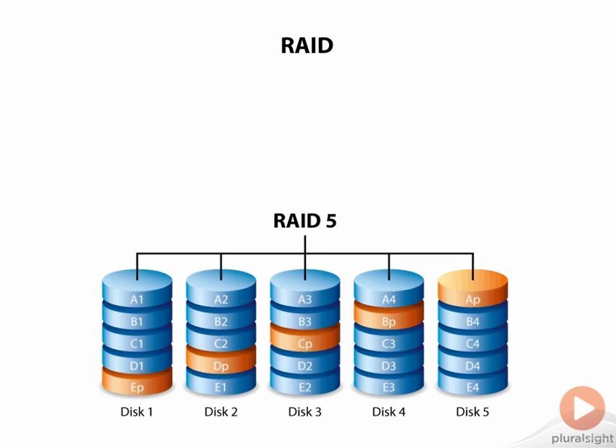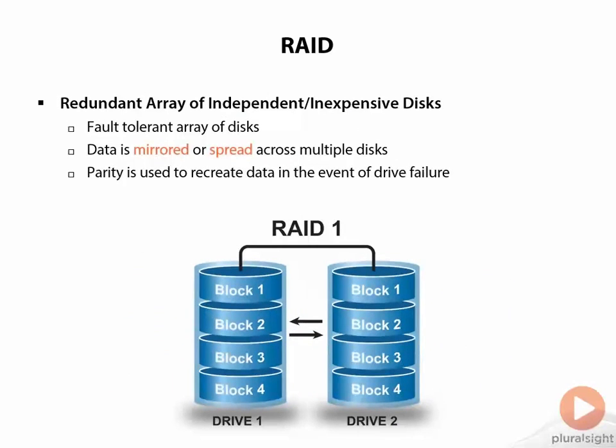RAID 1 is disk mirroring. If you look back at this previous example, we have RAID 1 here. We basically have two different drives, and we have data copied between both of those disks. Blocks 1, 2, 3, and 4 are written to drive 1. Blocks 1, 2, 3, and 4 are also written to drive 2. So in that case, if we lose one drive, we still have a copy. We can basically break the mirror and make the mirror now the primary.